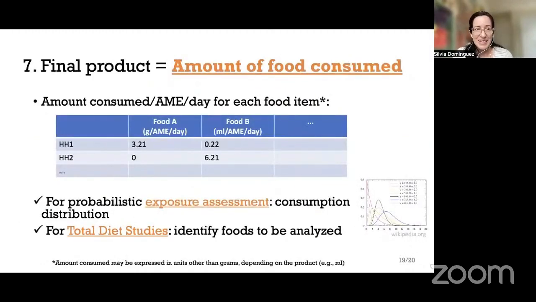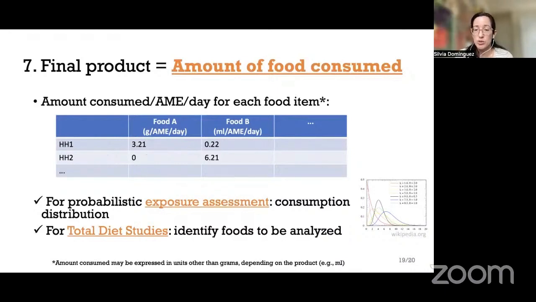And this is our last slide. We're almost there. What we should have as our final product after all these conversions is a table with data points that represent the amount of food consumed. In most cases, this is going to be a very large data set, much larger than this tiny table I'm presenting here, where for every household in the survey and for every food, we will have an estimated amount consumed, so grams or milliliters or other mass units per AME per day.